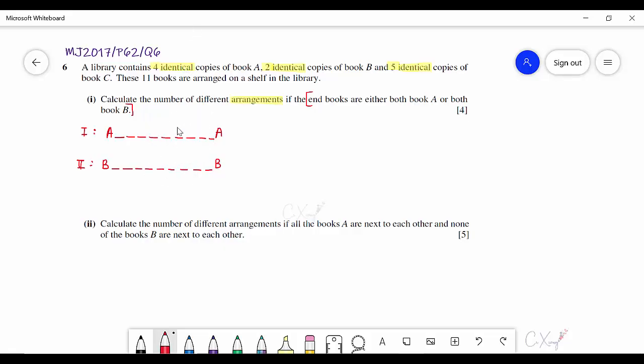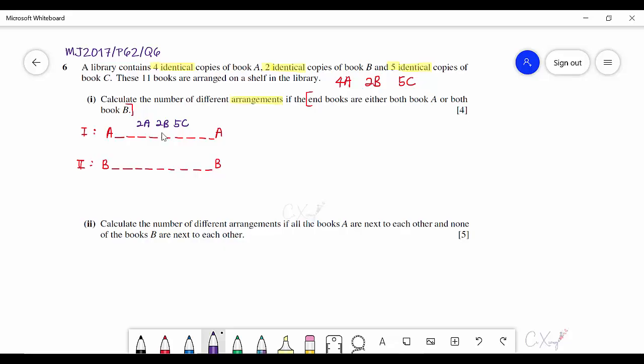All right, so for the first case, let me rephrase the number of books that we have originally. I have 4 A, 2 B, and 5 C, so in total they are 11. Now for case 1, when you have 1 A in front and 1 A at the back, that means for the center 9 books, the remaining 9 books, you still have 2 A left, 2 B, and also 5 C.